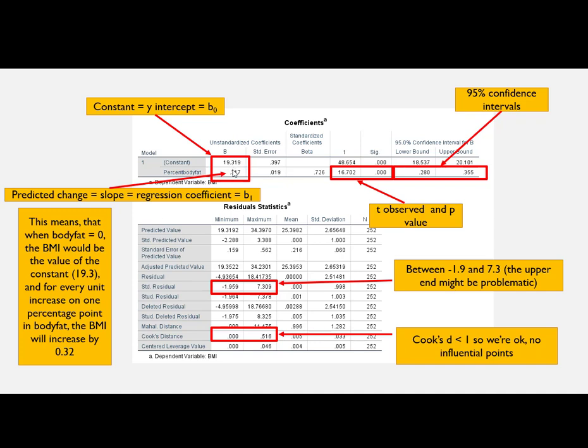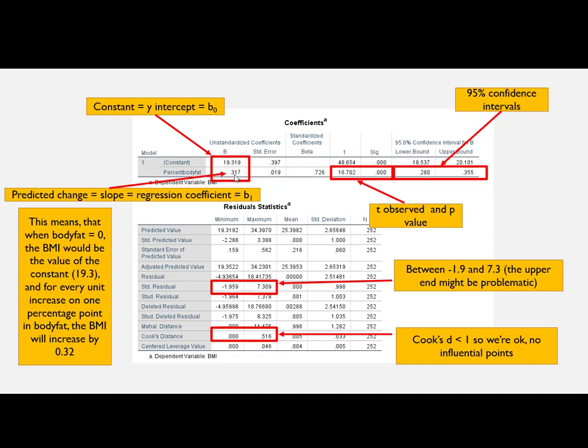Okay, and so when we look at these coefficients, what this means is that when body fat is equal to 0, the BMI would be the value of the constant, so 19.3. So if our predictor were 0, the constant would be the predicted value. And for every unit increase of 1 percentage point in body fat, the BMI would increase by 0.32.